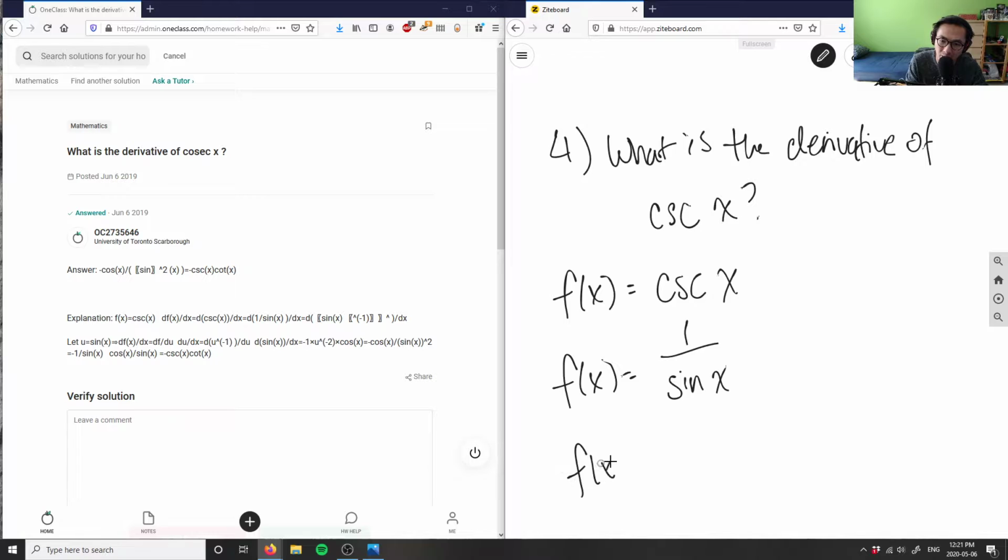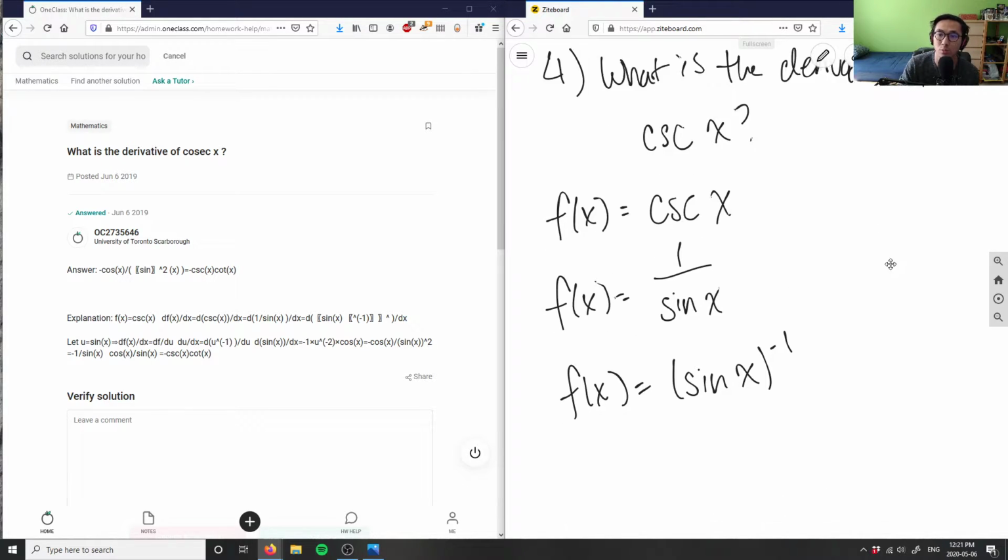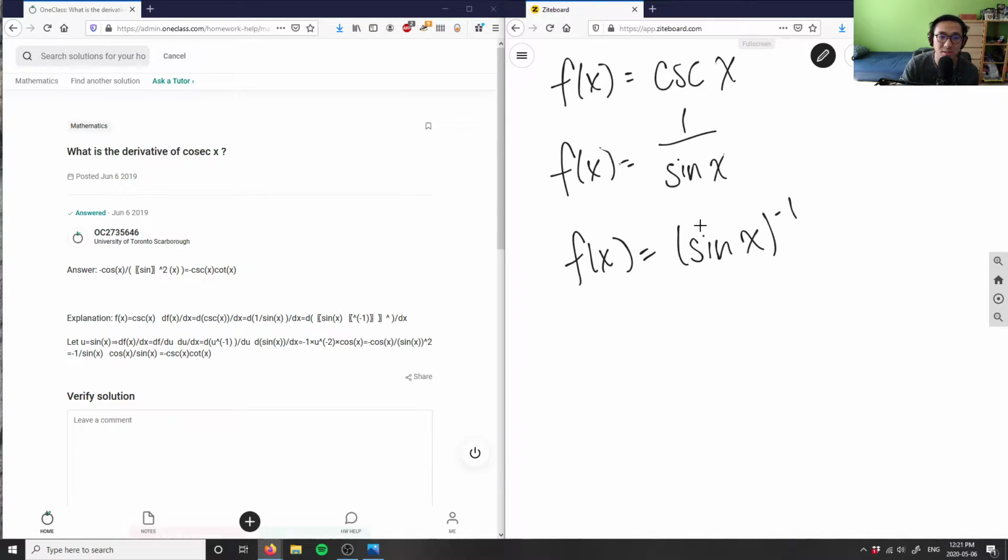And we can also rewrite f of x here. If we know that's 1 over sine x, we can rewrite this as simply sine x to the power of -1, right? So given this, what we're going to do is find the derivative. In order for us to find the derivative here, we set this as f prime of x. We're going to find the derivative of f of x.